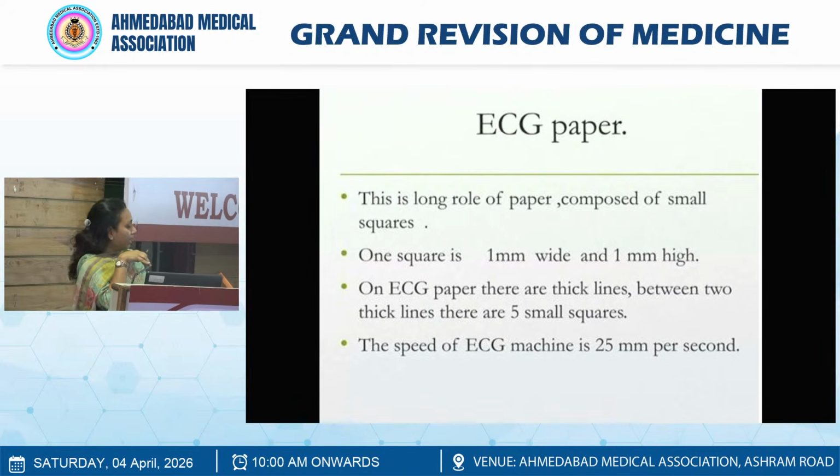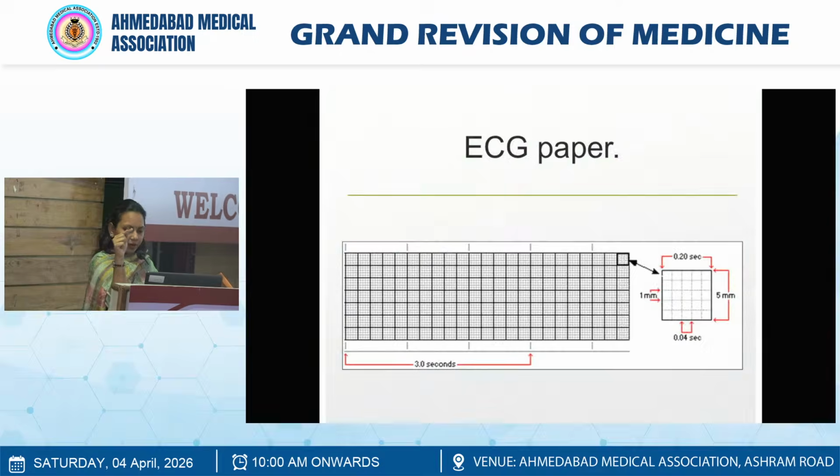So 1 square is 1 mm wide and 1 mm high. On this ECG, if you can see, there are thick lines, and in between those thick lines we have 25 small squares. Okay, and the ECG paper runs at a speed of 25 mm per second. This is the standard speed. So each small square would be 1 by 25 seconds, that is 0.04 seconds.